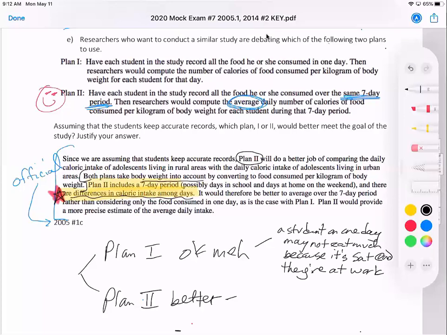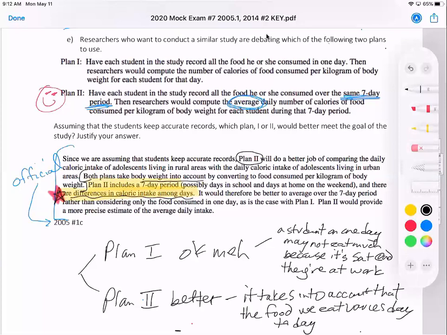Plan 2 is better because it takes into account that the food we eat varies day to day. Now that's not really a concrete example, but hopefully you get the point that Plan 2 is better because over a 7-day period, you're going to have a much better idea of how many calories this person is eating compared to just one day. It would be better to average over 7 days rather than considering only one day.